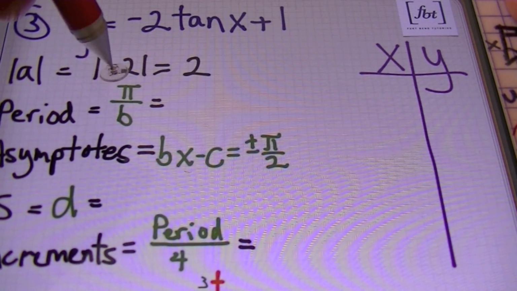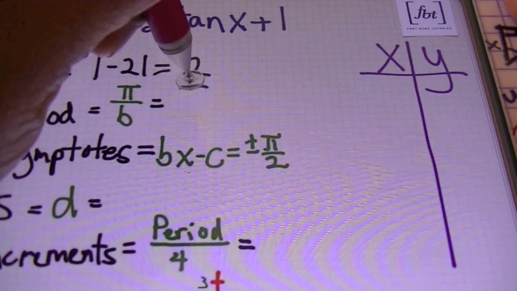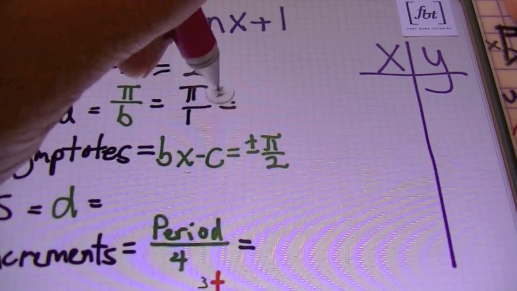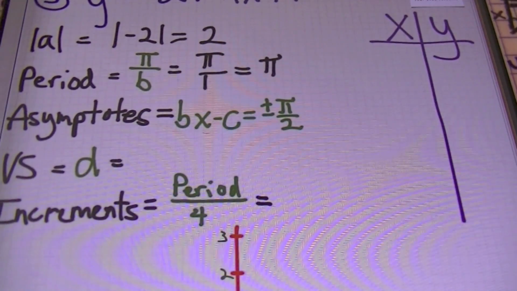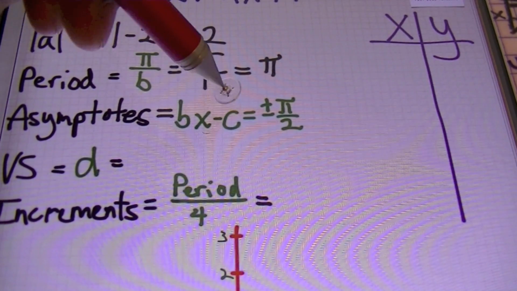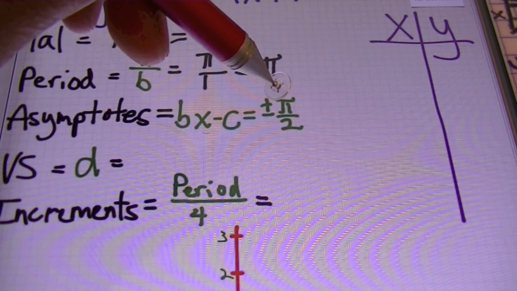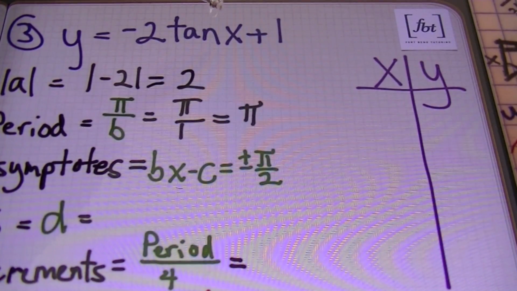My period is going to be pi over b. So here I end up with pi over 1, which gives me a value of pi. All right. For the asymptotes, we'll have the equation bx minus c equals plus or minus pi over 2. So in this equation, ladies and gentlemen, my bx minus c amount is going to be just x.